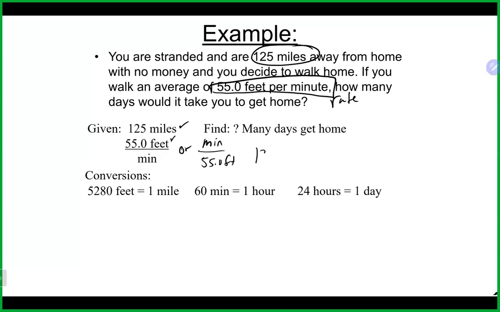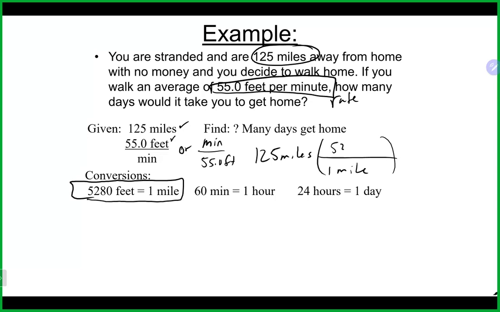So I'm going to go 125 miles, and I want to get rid of miles and end up with feet. Again, dimensional analysis here. We'll use our conversion. We want to go opposite, so 1 mile on the bottom, 5,280 feet up on top. Miles will cancel. And that's going to give us something like 660,000, I think, feet. All right. So now we can use that with our 55 feet per minute as a conversion factor. And again, we can use it like that, or minutes on top, 55 feet on the bottom there.